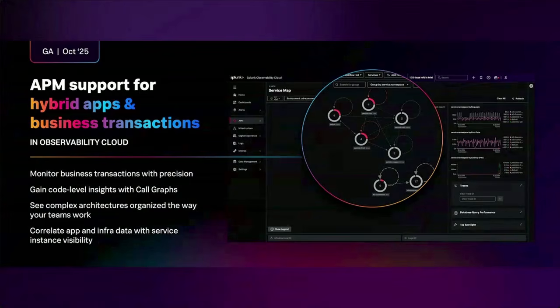We are bringing the strengths of AppDynamics and Splunk Observability Cloud together. You can monitor your business transactions, really the end-to-end flows that matter to you, like checkout or account creation. But not only that, you can connect your business impact all the way down to code-level issues, service instance issues, or even underlying infrastructure issues in the Kubernetes cluster. And this will be generally available next month.